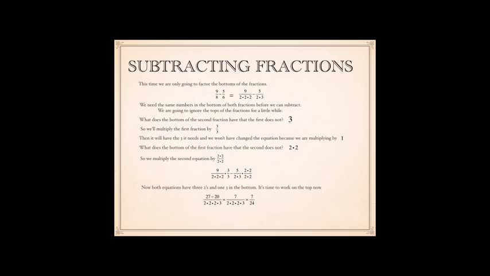And then we just multiply the top, 9 times 3, which is 27, 5 times 4, which is 20, and now we can subtract because the bottoms are the same, and we end up with the answer of 7/24.